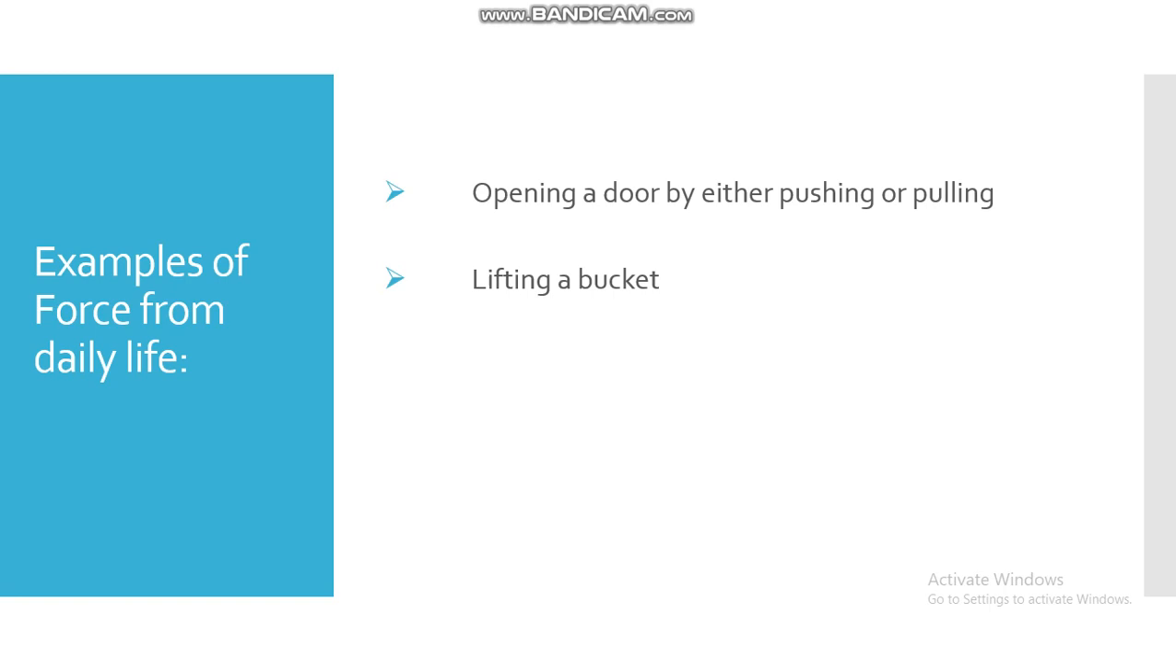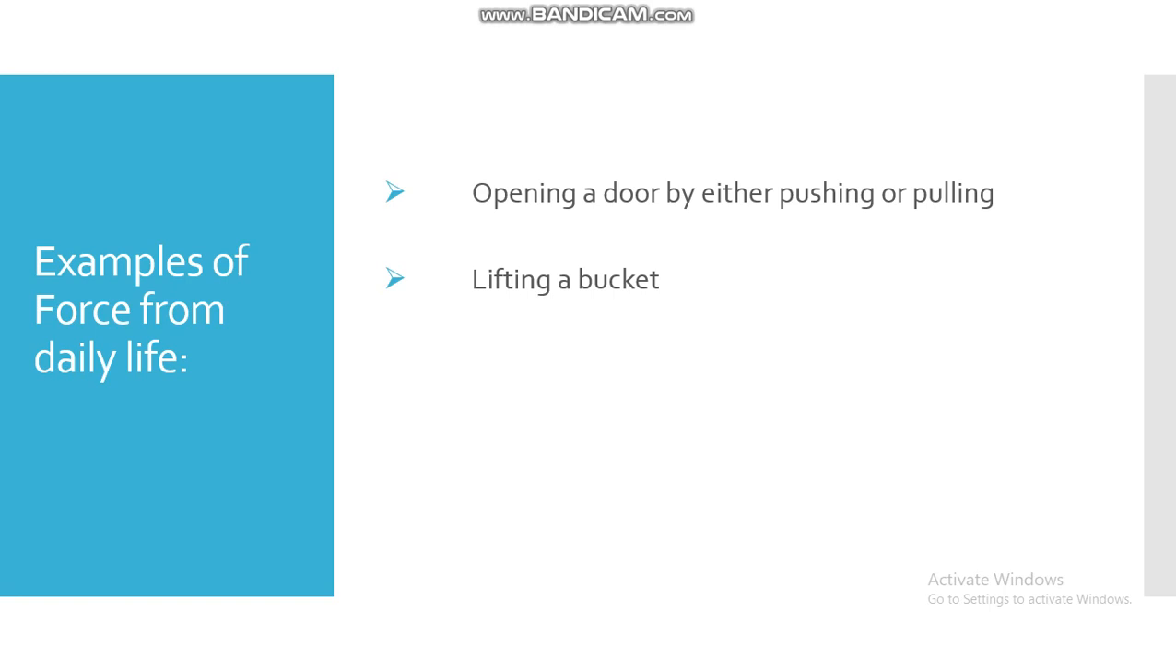Now, examples of force from daily life. Now we will talk about some of the forces from our daily life. For a moment I may stop you and ask you to tell me some examples from your daily life related to force. I'll tell you. One example would be opening a door by either pushing or pulling. This is one example of force from our daily life.